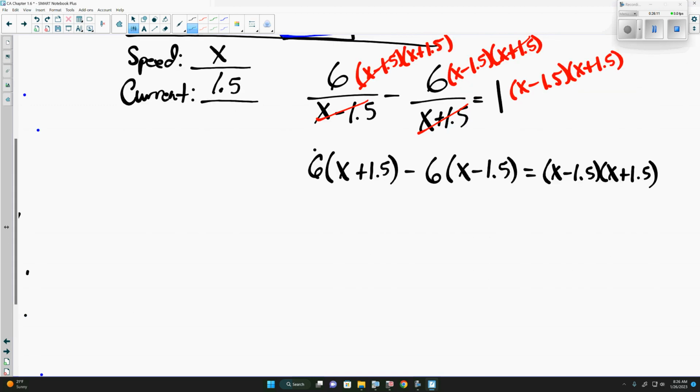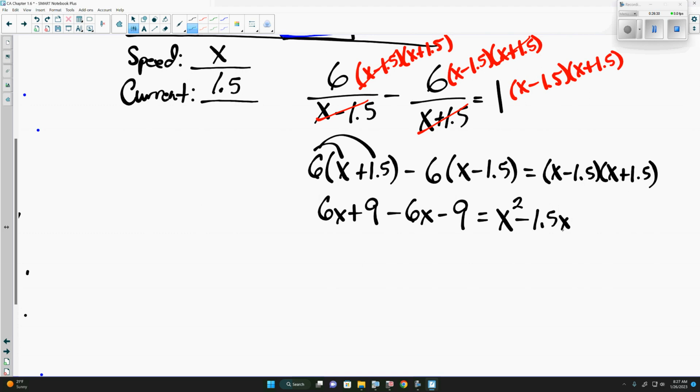Now again, we're going to distribute. So I have 6x plus 9 minus 6x minus 9 is equal to x squared minus 1.5x plus 1.5x minus 2.25.